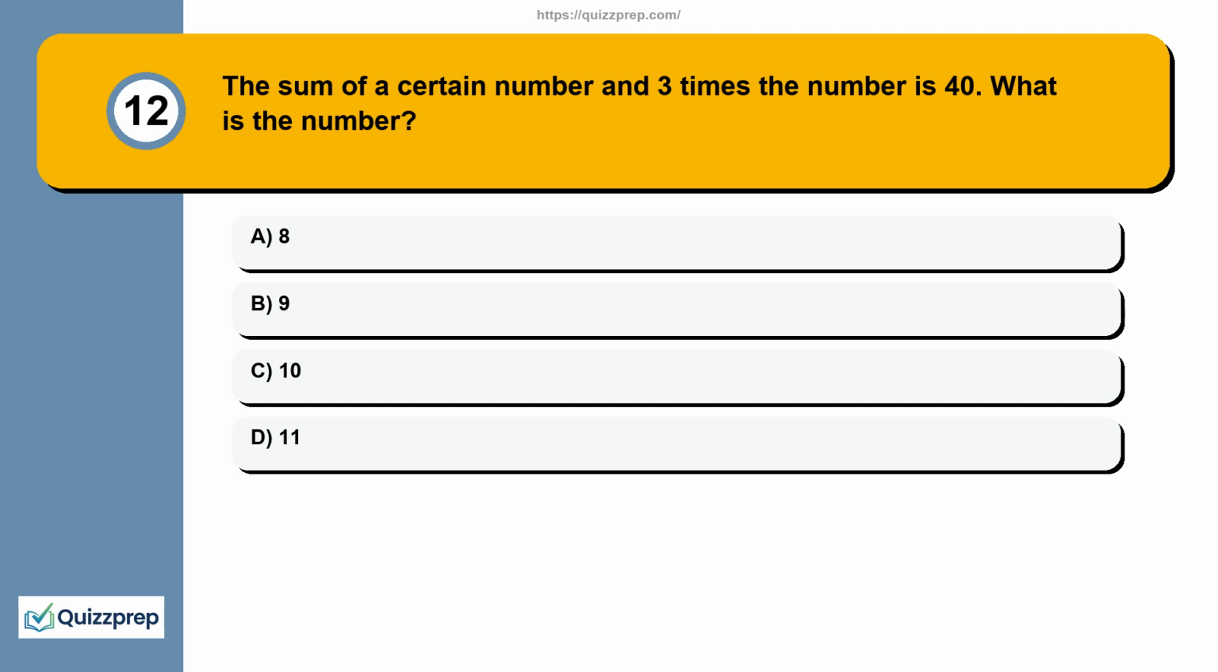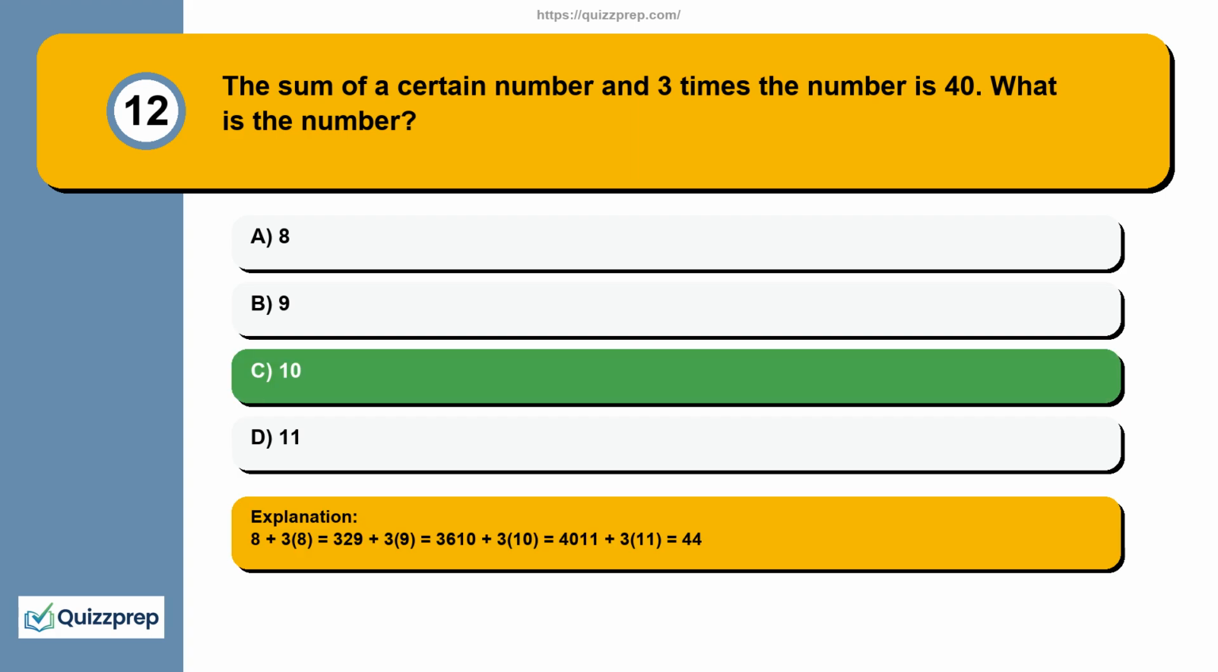Question 12. The sum of a certain number and 3 times the number is 40. What is the number? 8, 9, 10, 11. 8 plus 3 times 8 equals 32. 9 plus 3 times 9 equals 36. 10 plus 3 times 10 equals 40. 11 plus 3 times 11 equals 44.